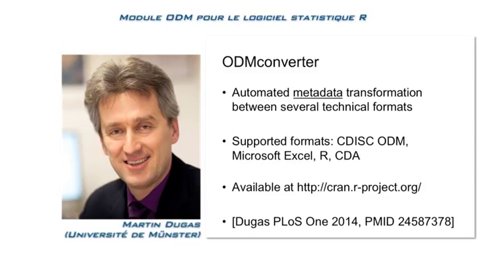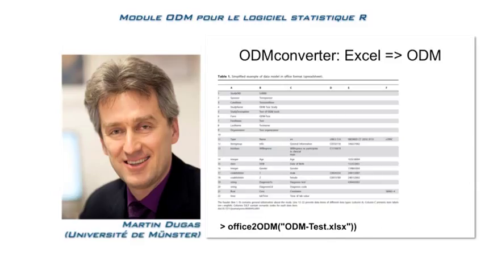So the idea of ODMConverter is to provide automated metadata transformation between several technical formats. Currently it has a strong emphasis on CDISC ODM. It supports CDISC ODM, Excel, R, and in the clinical area the CDA, the Clinical Document Architecture format. That is a public tool. It's available in the CRAN repository. You can download it on Windows or on Linux and just use it. And there's a paper published in PLOS ONE that describes the details.